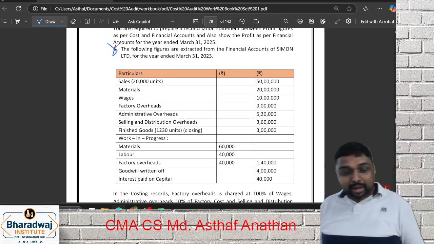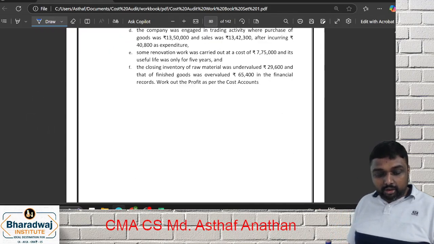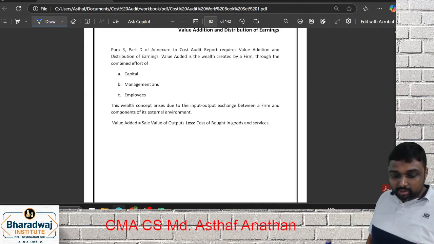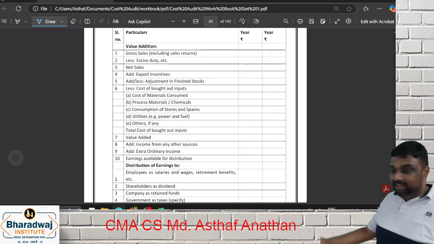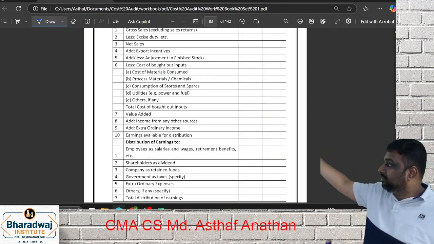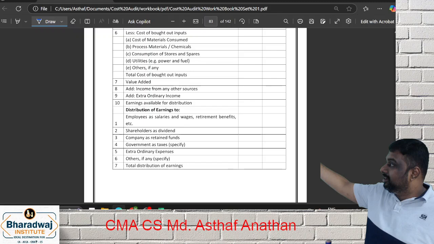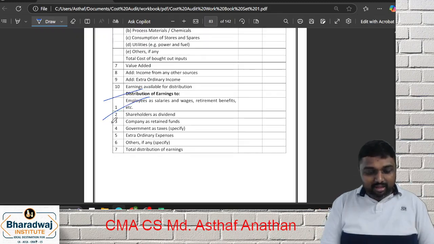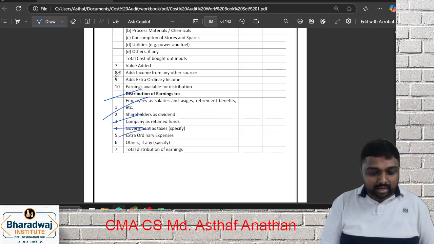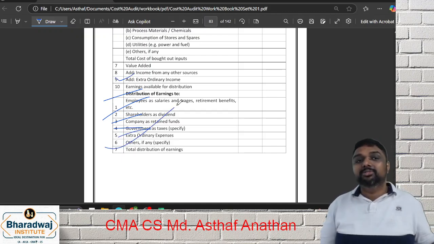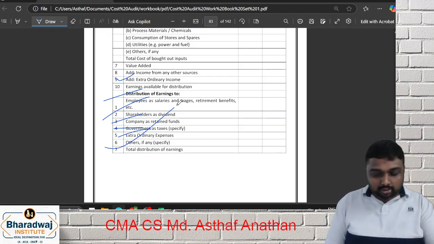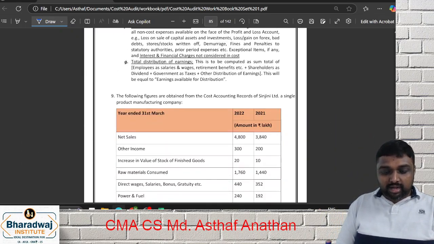That's all. My dear friends, in the regular class, we gave you a detailed format. I have given you that format. See, after the cost of bought out goods, value added, other income, you will get this. See, employees, shareholders, retained, government, extraordinary expense, if any. This extra is nothing but if you take any extra. It's just a format. Yes or no, friends? So now we'll do one standard question here.